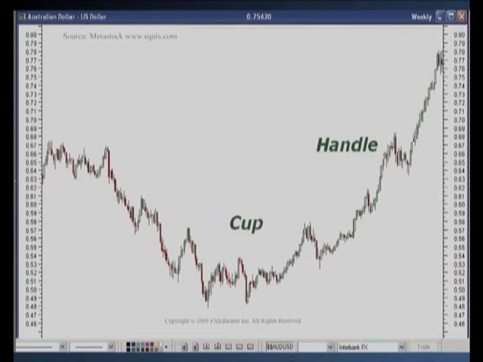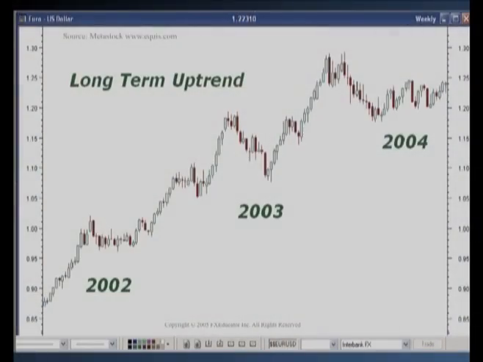The cup and handle formation is something that occurs occasionally in the Forex market. So if you're a trader who uses those type of formations, you'll be pleasantly surprised. You do not have to relearn technical analysis. We spoke earlier about trends. Trends can go on for a very long time in the Forex market, for years. And that's very advantageous to trend following traders. So we'll look for those on charts as well.